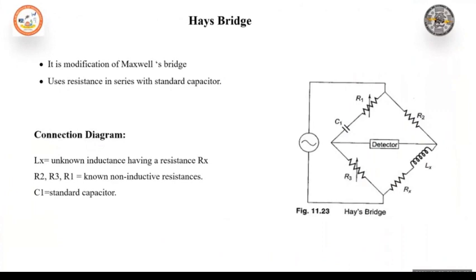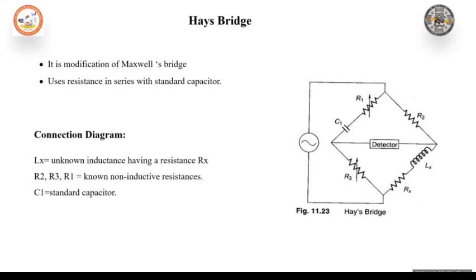So you can see here the various constants of the bridge and the bridge under balance condition. The phasor diagram looks like this. Z1 is R1 minus jXC1, that is R1 minus j by omega C1. Z2 is equal to R2, Z3 is equal to R3, and Z4 is equal to Zx, that is equal to Rx plus j omega Lx. This is the brief introduction about the bridge.